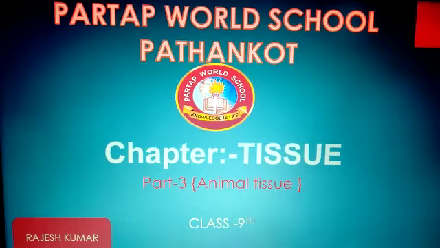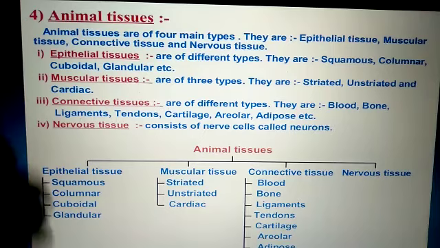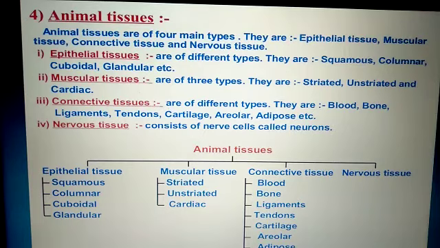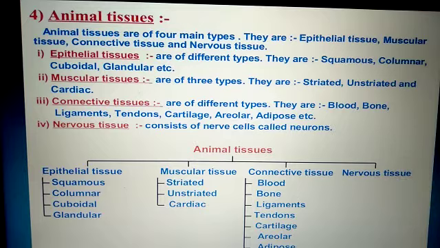Our main topic is animal tissue of chapter Tissue, class 9th. This is the third video. Animal tissue. As we all know, what is tissue? Tissue is a group of cells. Animal tissue, like plant tissue, is divided into four major categories. First is epithelial tissue, second is muscular tissue, third is connective tissue, and fourth is nervous tissue.